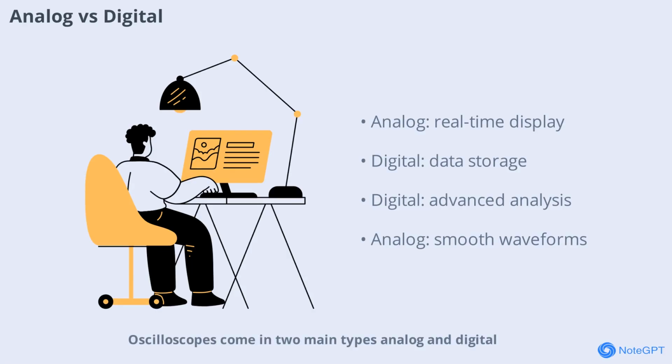Oscilloscopes come in two main types, analog and digital. Analog oscilloscopes use cathode ray tubes to display signals in real time, offering a smooth, continuous view of voltage changes. Digital oscilloscopes, on the other hand, convert signals into digital data, enabling advanced features like storage, analysis, and remote monitoring. Each type has its strengths, but digital models are now more common due to their versatility and precision. Knowing the difference helps you choose the right tool for your needs.